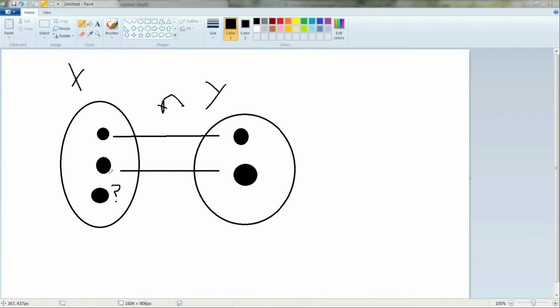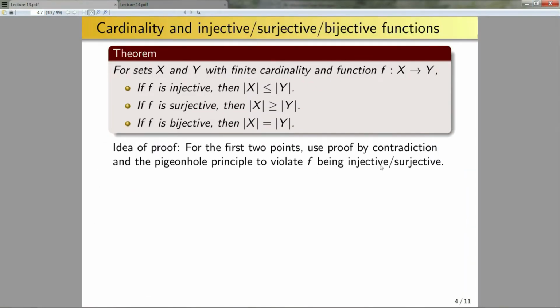That's not a problem. I can map this point to this point over here, but what do I do for the third point? Well, the Pigeonhole Principle tells me that since there are more pigeons, in this case elements of X, than there are boxes over here, at least one of the boxes has to have more than one element of X associated with it. So explicitly, this third point here has to map to something because f is a function, and therefore it has to map to, say, this point here. But that violates f being injective. So that's the basic idea here.